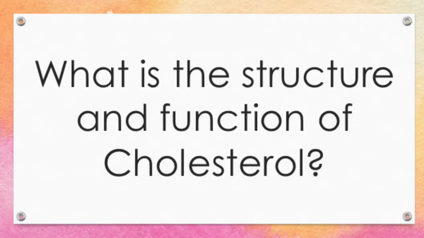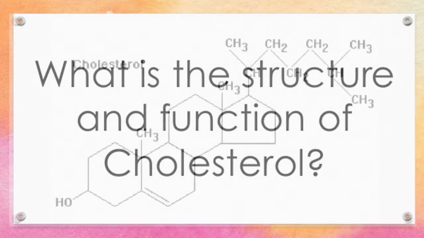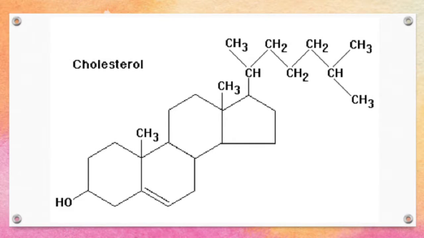What is the structure and function of cholesterol? Here's the cholesterol molecule. It is composed of 3 regions: a hydrocarbon tail, a ring structure region with 4 hydrocarbon rings, and a hydroxyl group. The hydroxyl group is polar, which makes it soluble in water.